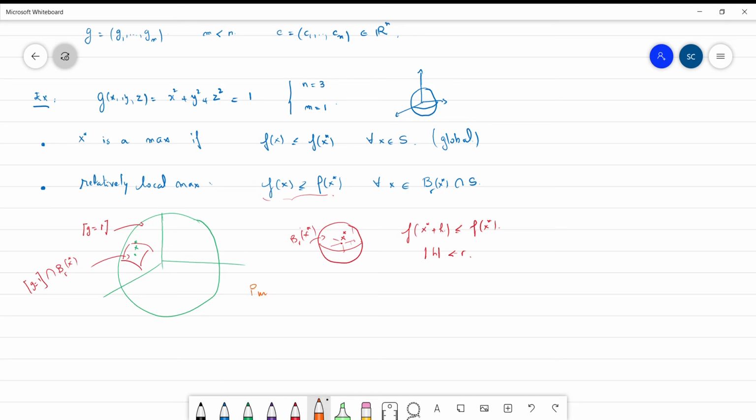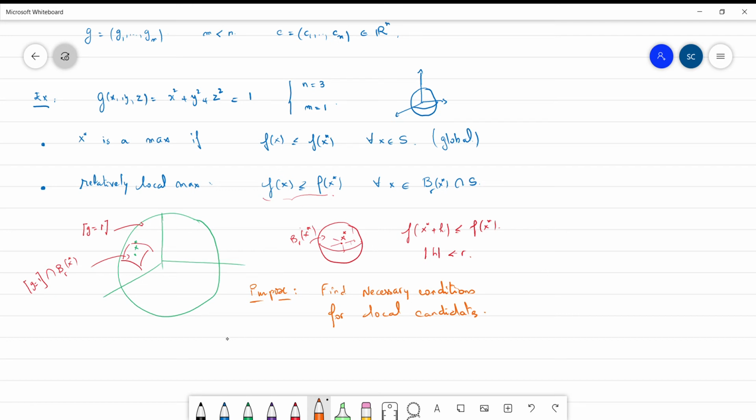Our purpose is to find necessary conditions, practical ones, for local candidates when we are working on sets like this one. This is because it's not practical to use just the definition to find those points.